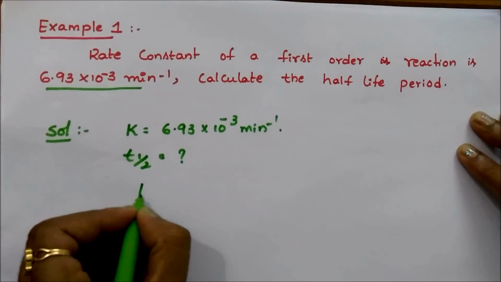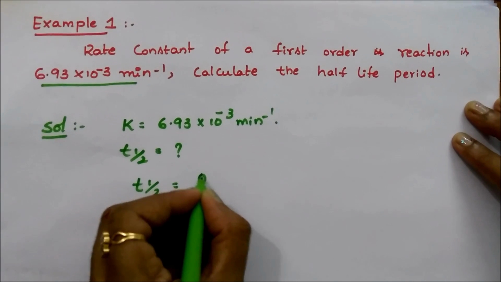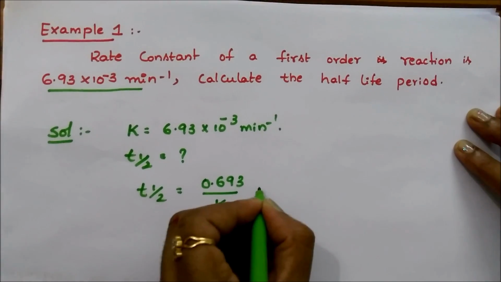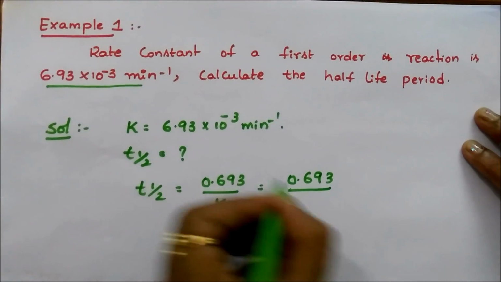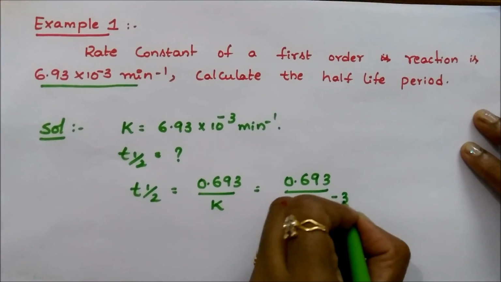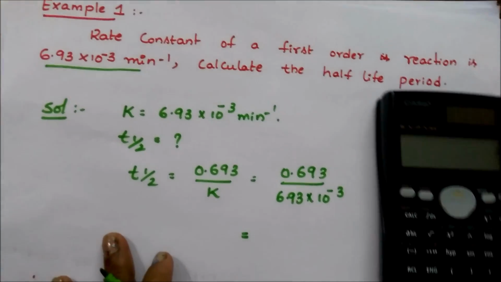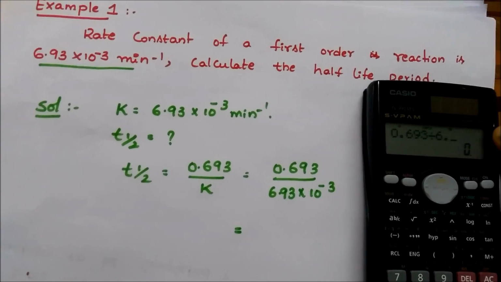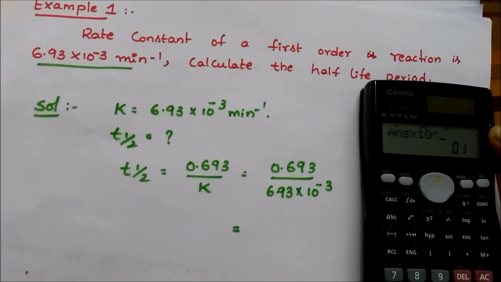What is the formula, students? I already told you. T half is equal to 0.693 by K. What is K here? 6.93 into 10 to the power of minus 3. Then, see, I am using calculator. You can do directly or use normal calculator.